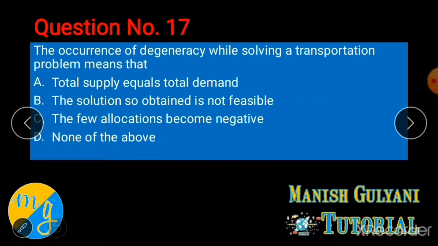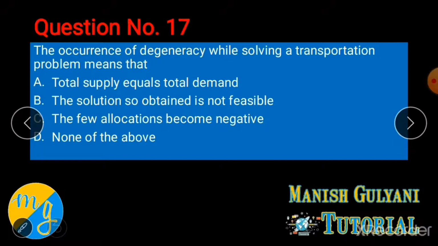Now, the occurrence of degeneracy while solving a transportation problem means: total supply equals total demand, the solution obtained is not feasible, the allocation became negative, or none of the above. Now you know the meaning of degeneracy. Degeneracy simply means when m plus n minus 1 is not equal to the number of occupied cells. So the first option, total supply equals total demand, is the condition of a balanced problem.